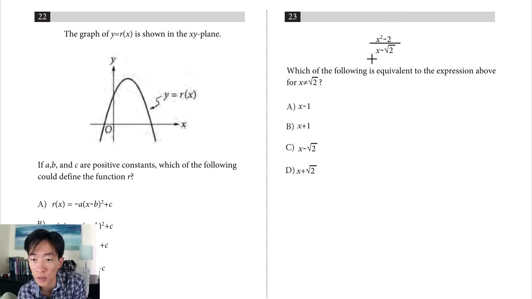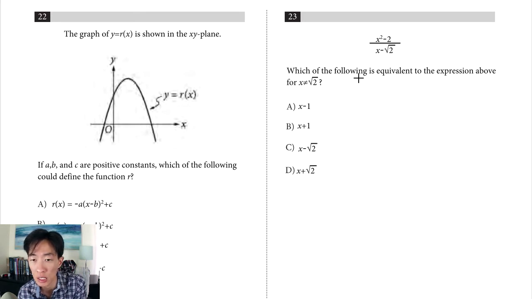Question 23, we have this expression. It says, which of the following is equivalent to the expression above for x is not equal to rad 2? So the reason they're saying x is not equal to rad 2 is because then you'd have this thing divided by 0, which would make the expression undefined. So they kind of have to take care of that.